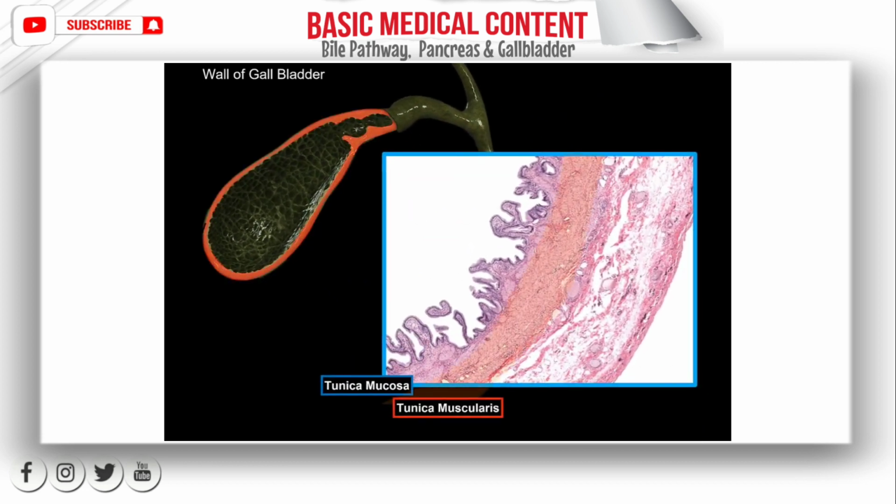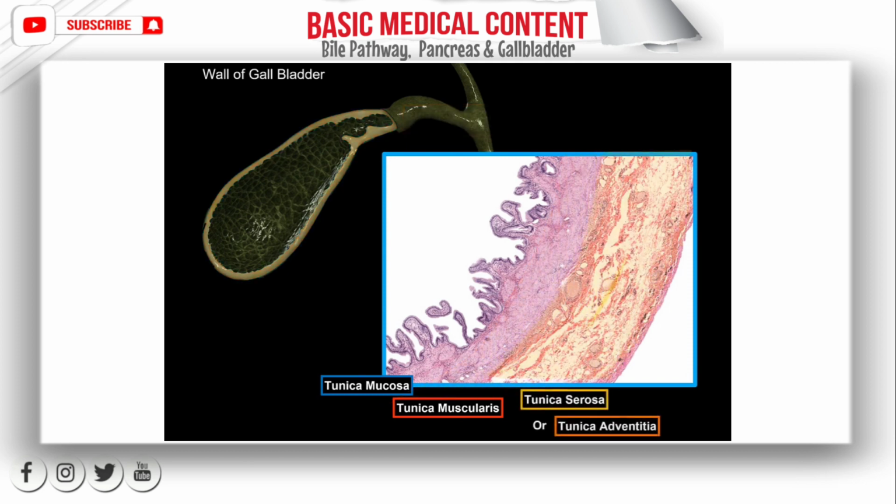Next, we have the muscularis layer, the tunica muscularis. And what's interesting here is that usually the tunica muscularis has 2 different muscle layers, but on the gallbladder and the bile pathway, there is only 1 layer of muscle, called the circular muscle fibers, or stratum circulare. And keep in mind that this goes for the rest of the bile ducts as well, not just the gallbladder.